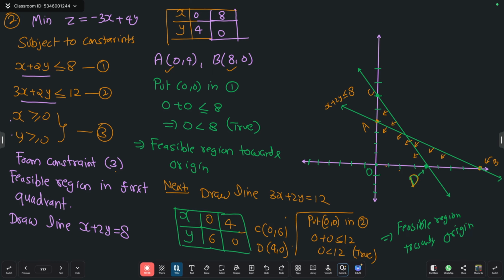Yes, Sunil. Where is the feasible region? You have to follow all the arrows. Obviously, first quadrant means this only. This is the first quadrant. In the first quadrant, as well as downside of these arrows and downside of these arrows, follow all the arrows. So your feasible region is this.